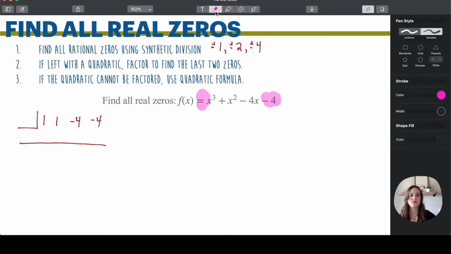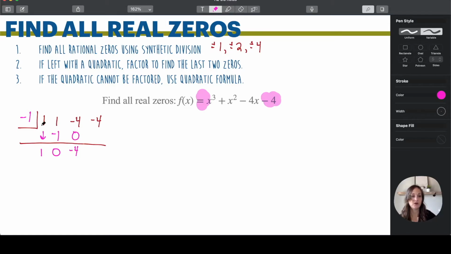All right, 1 didn't work. We could try negative 1. So let's try negative 1. So bring down the 1. Negative 1 and 1 is negative 1. 1 and negative 1 is 0 when you add them. Now you multiply, you get 0.